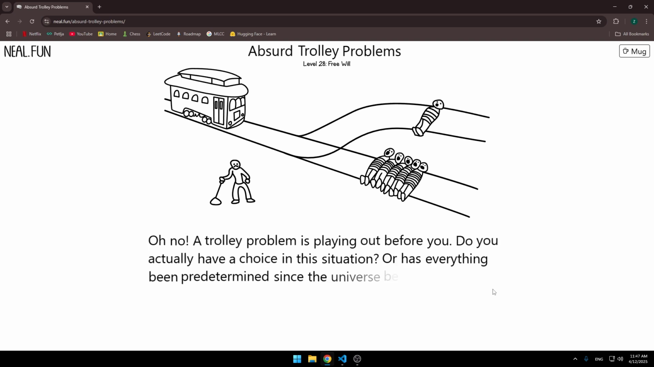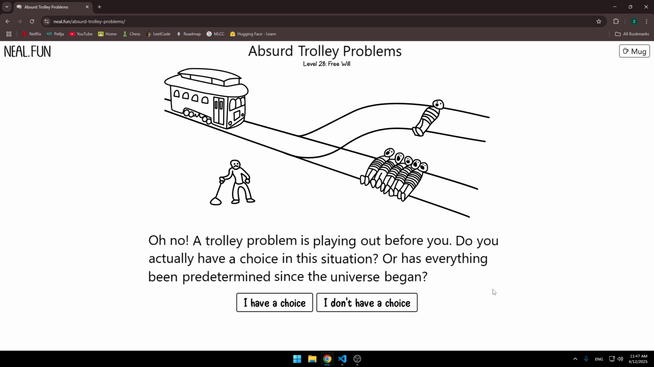Free will. Oh no, a trolley problem is playing out before you. Do you actually have a choice in this situation, or has everything been predetermined since the universe began? Do you have a choice or do you not have a choice? This is an interesting one. I think we have a choice, right? Does the AI? The AI doesn't have a choice. I'm forcing it to do this, but let's see, what does it think?